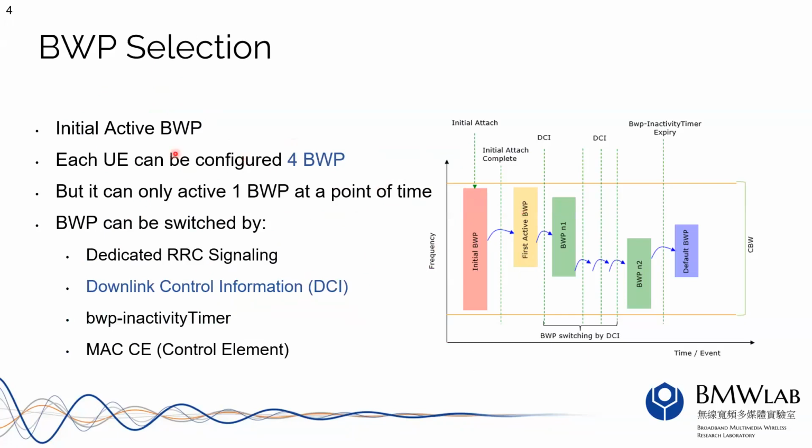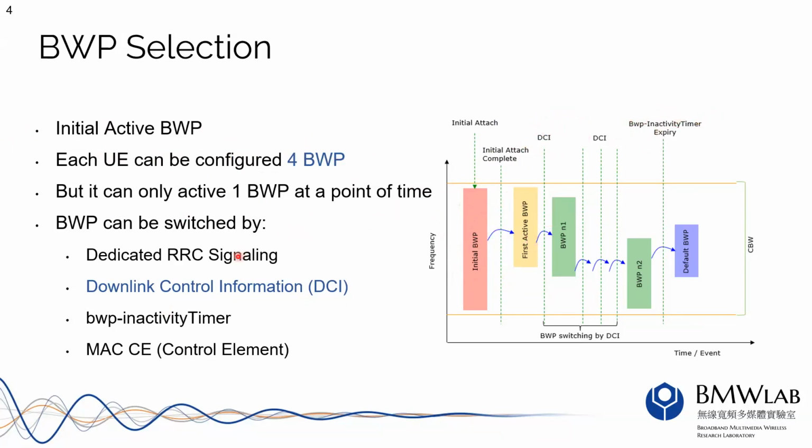Okay, and there is an initial active bandwidth part for the UE during the initial access before the UE is configured. Each UE can be configured with a maximum number of bandwidth parts, but it can only activate one bandwidth part at a point of time. As the figure on the right-hand side shows, an initial active bandwidth part for this UE during the initial access is enabled. And then it's configured by downlink control information and the inactivity timer.